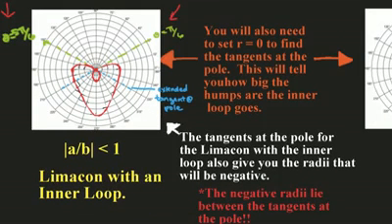The extra step for the inner loop is extending your tangents at the pole to tell you how fat your inner loop is. And this point right here will come whenever you plug in, in this case, pi over 2. It will give you that negative 2 radius, which is one of the main axes.